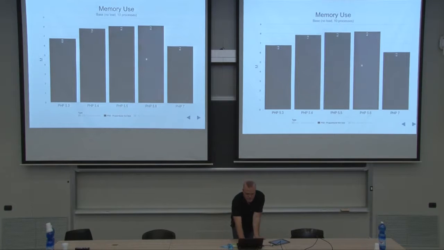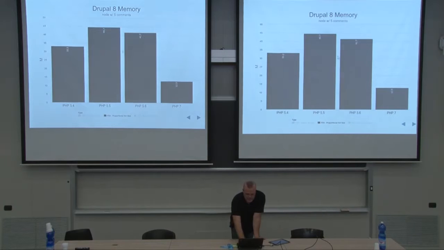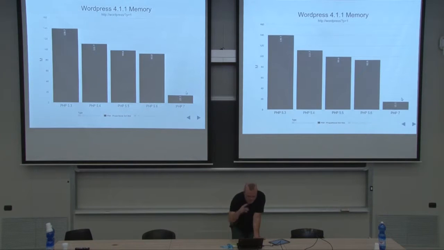So base use with no load yet, I just started it up, I haven't hit it at all. It's a little bit lower for PHP 7 versus the others. Not that this means much. You don't really care about memory use before you start using it. Once you start hitting it, Drupal 8 dropped from about 41 down to 12 or 13 megs per process, for the 10 processes. WordPress basically disappeared, right? It doesn't need memory at all.